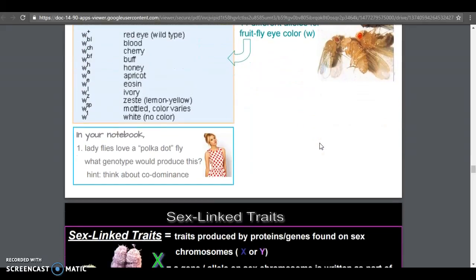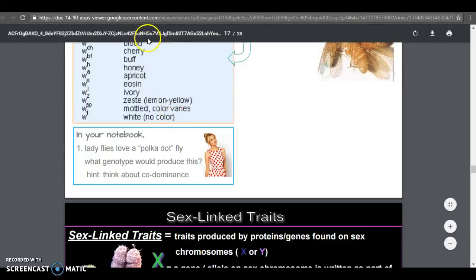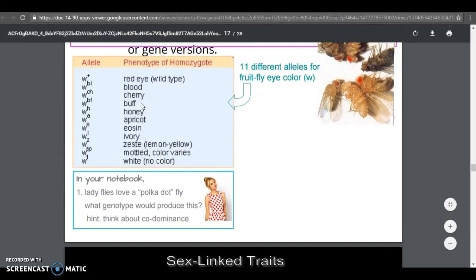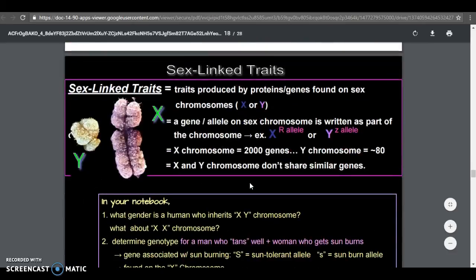It says, in your notebook, lady flies love a polka dot fly. What genotype would produce this? So polka dot. So look at the alleles possible, and what should create if it was codominant, right? If it was codominant, which 2 of these would you combine to give a spotted or red and white eye color for flies? We have sex-linked traits.